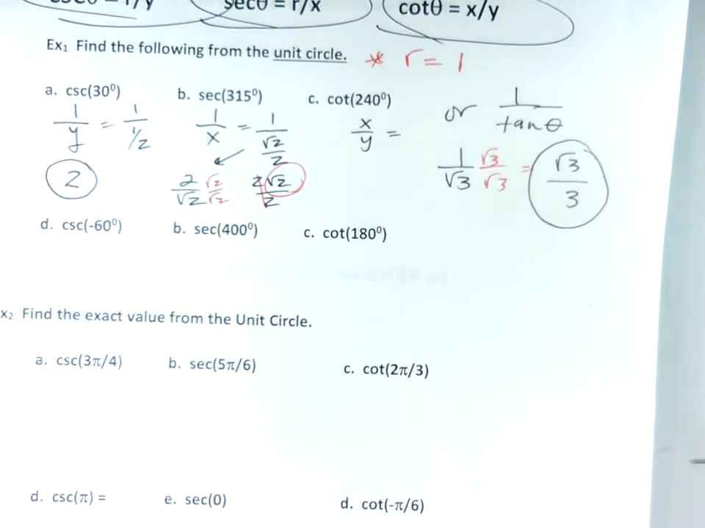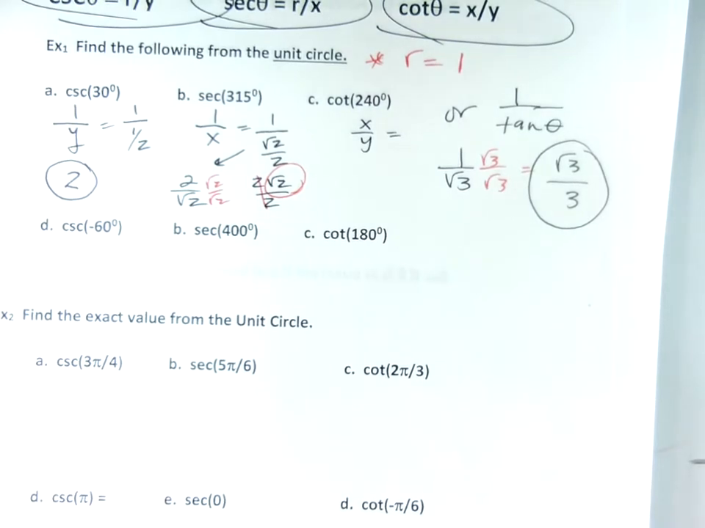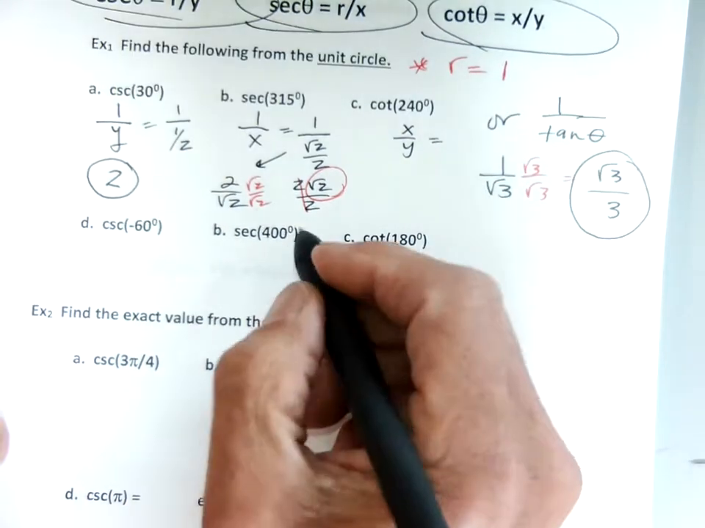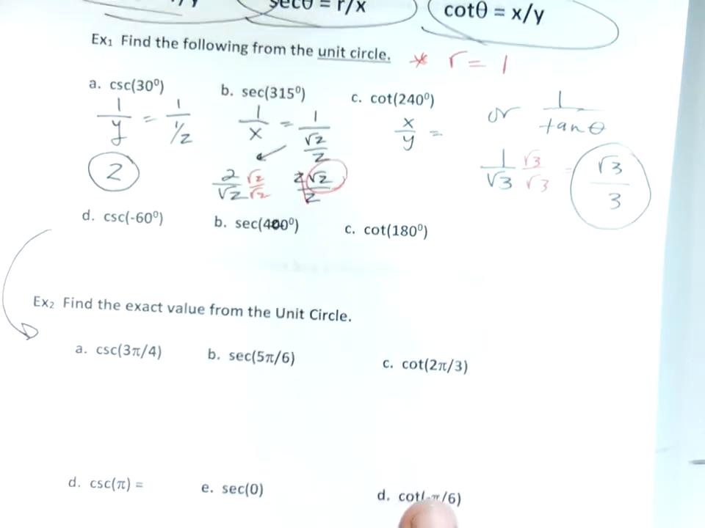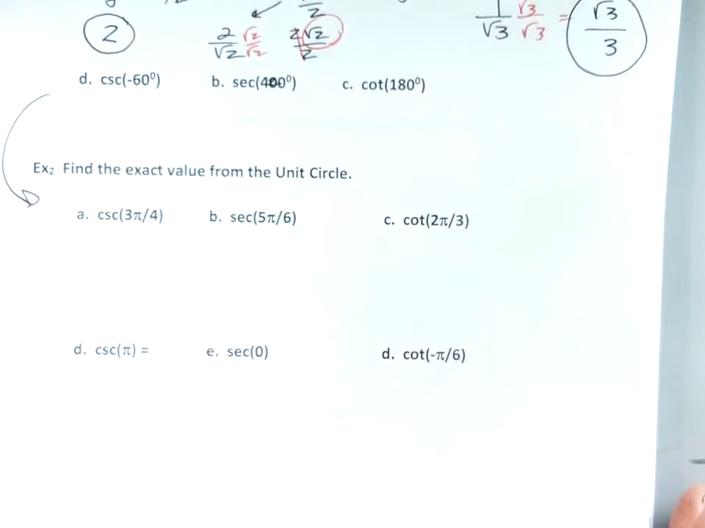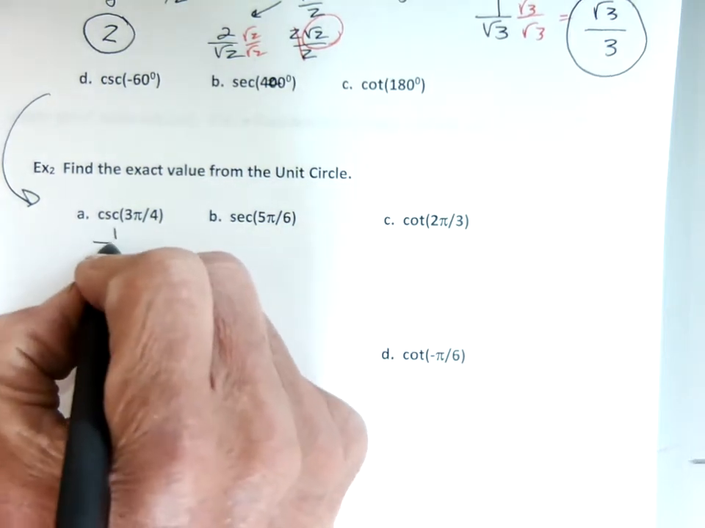Okay, how am I doing? I'm going to skip to example 2 because these are the same, just because I'm going to run out of time, okay? So cosecant of 3 pi 4ths. The only difference is we're using radians. Cosecant still 1 over the y value.